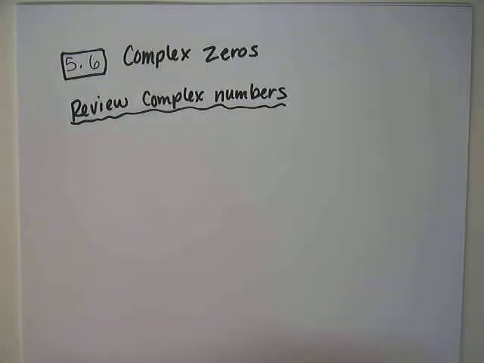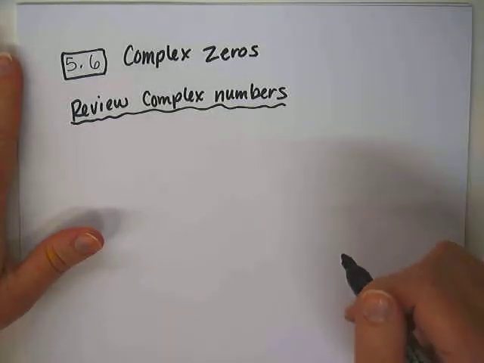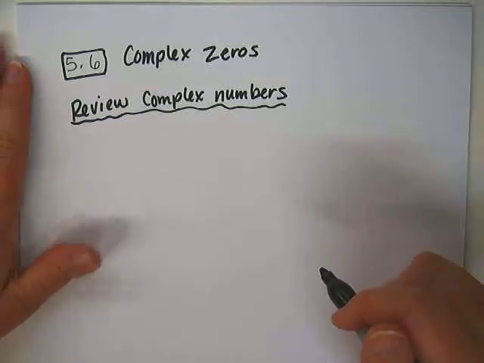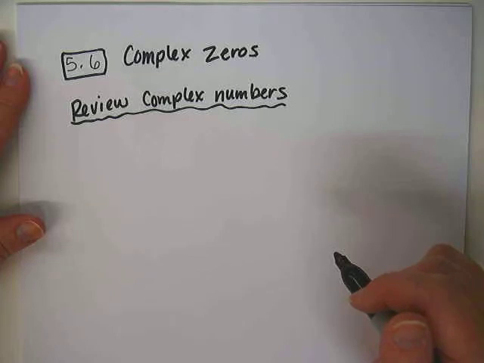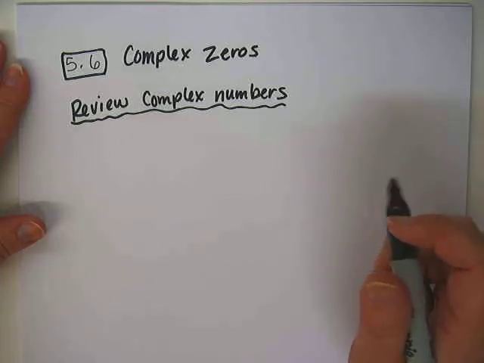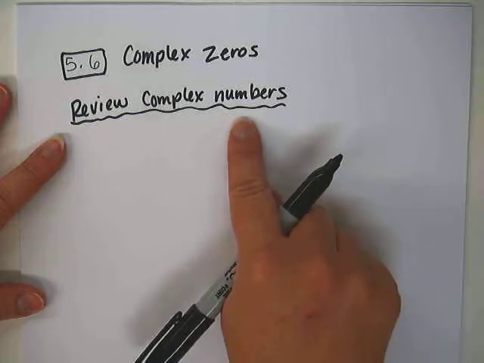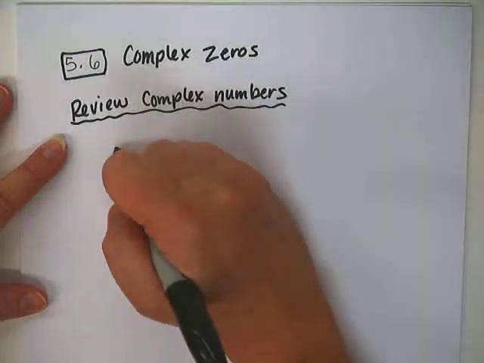Okay, so section 5.6 is complex zeros. In section 5.5, we learned how to find all of the real zeros of a polynomial function. So now we want to know how to find all of the zeros, real and complex. And actually, the word complex includes real numbers. Okay, first though, we need to review complex numbers, or rather, imaginary numbers.